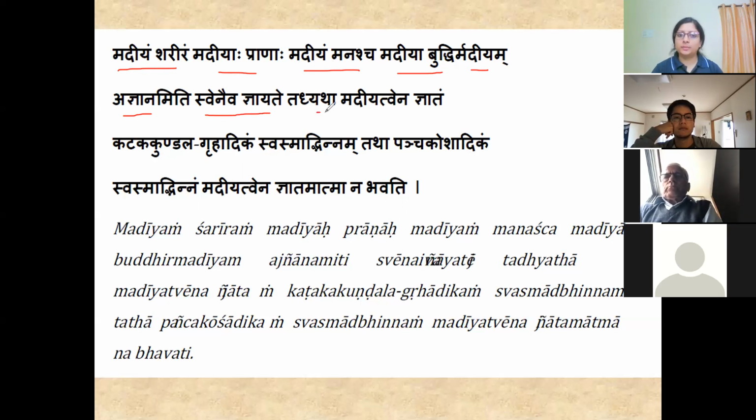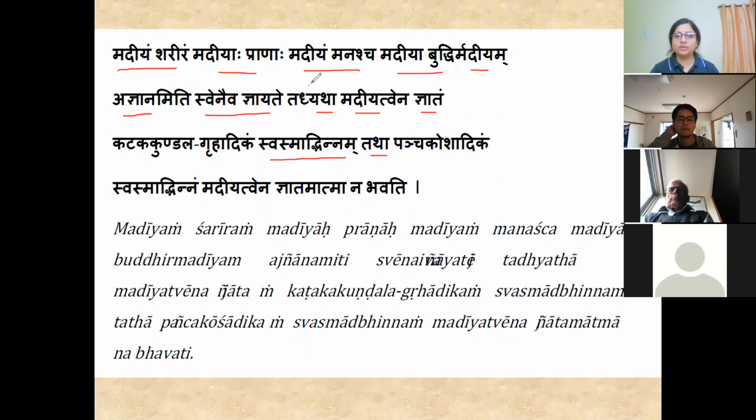In the same way, for example, yatha madhiyatvena jnatam, the way I know kataka kundala grihadikam madhiyatvena. Madhiyatvena means belongingness, mine. Jnatam means to know. Kataka means the bangle, kundala means earrings, griha means house, adi means etc. So just like how I know all these belongings, like my jewelry or the house or the car, all these things I know madhiyatvena, they belong to me. Swasmat bhinnam, but they are different from me. Bhinnam means different, swasmat means from me. So swasmat bhinnam means different from me because they belong to me, they are not me.